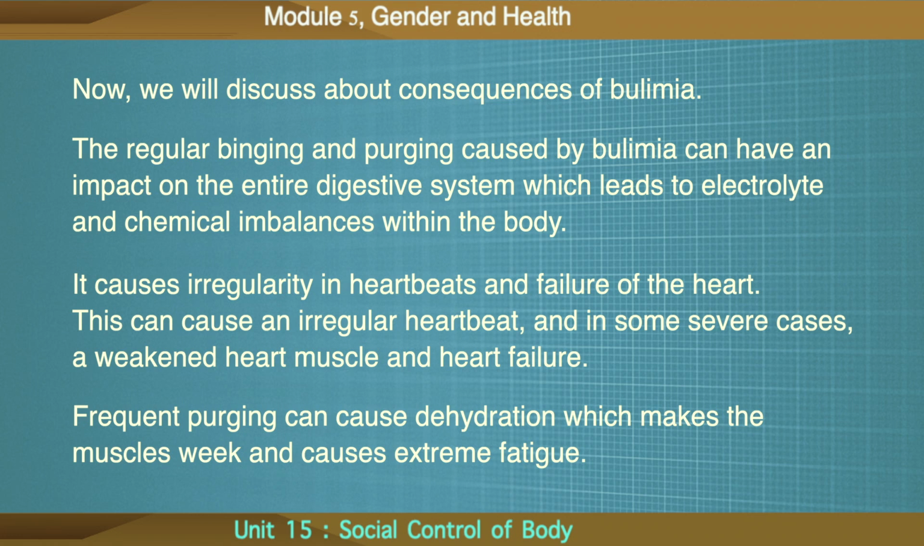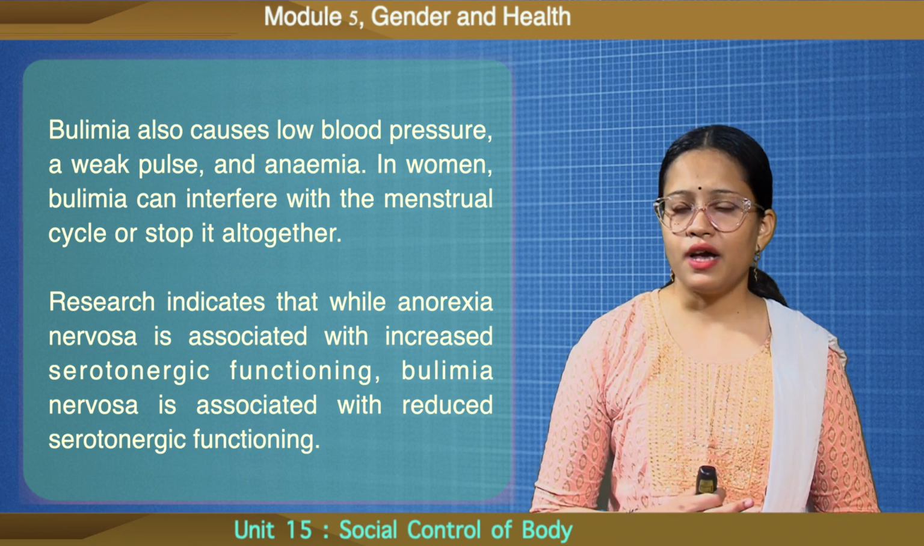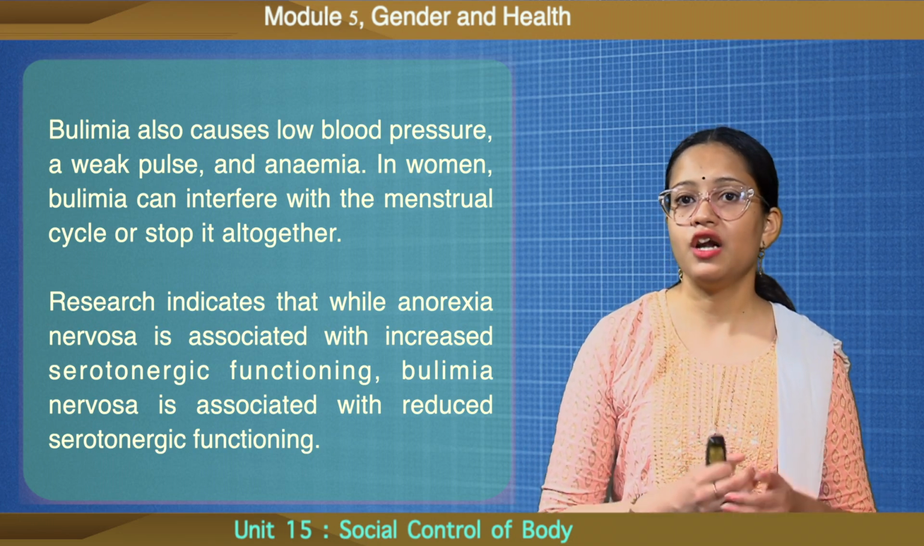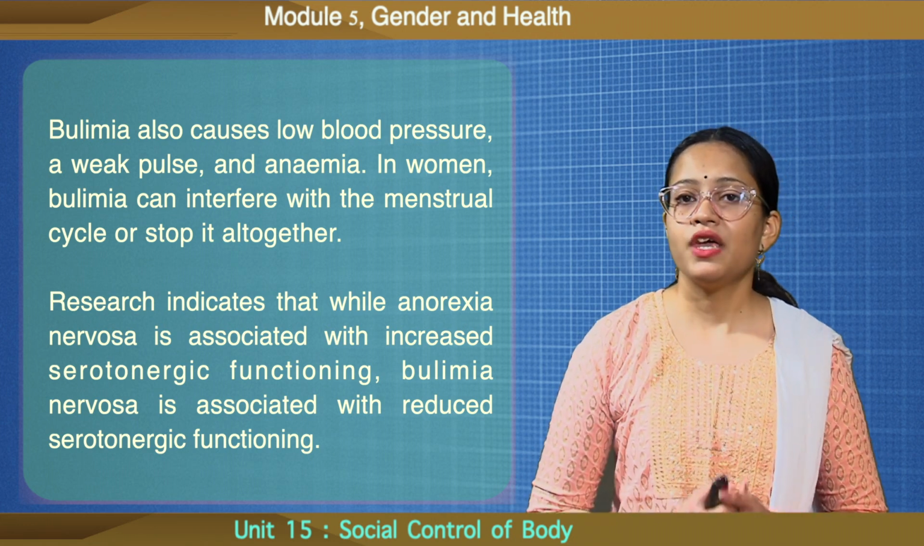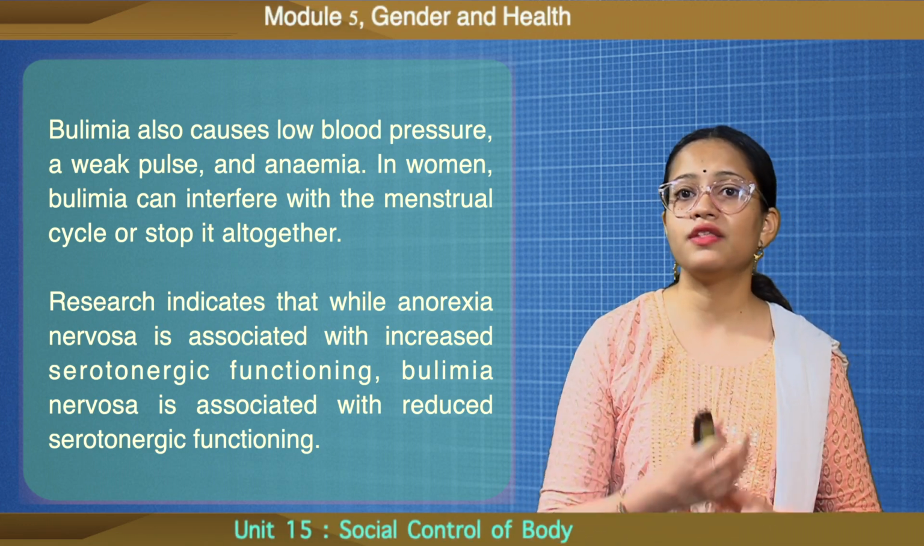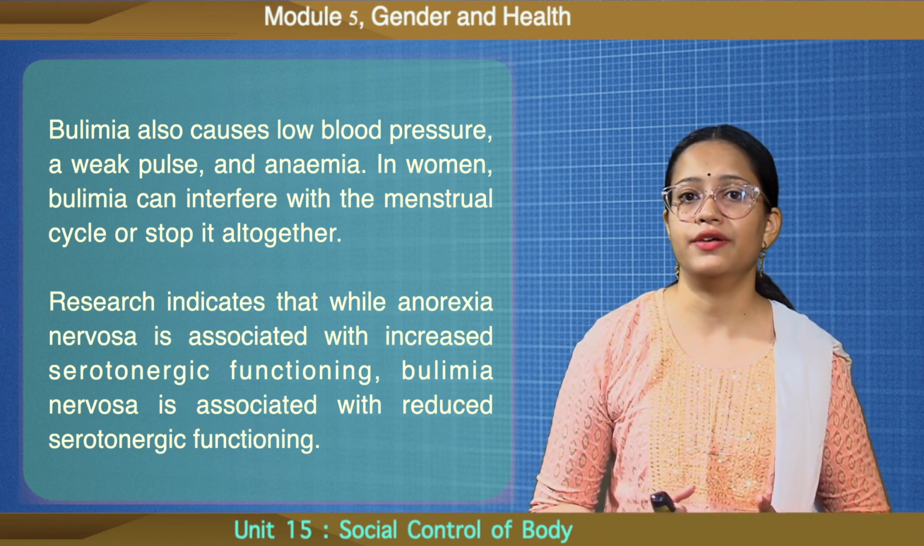Now we will discuss the consequences of bulimia. The regular binging and purging caused by bulimia can have an impact on the entire digestive system, which leads to electrolyte and chemical imbalances within the body. It causes irregularity in heartbeats and failure of the heart. Frequent purging can cause dehydration, which makes the muscles weak and causes extreme fatigue. Bulimia also causes low blood pressure, a weak pulse, and anemia. In women, bulimia can interfere with the menstrual cycle or stop it altogether.